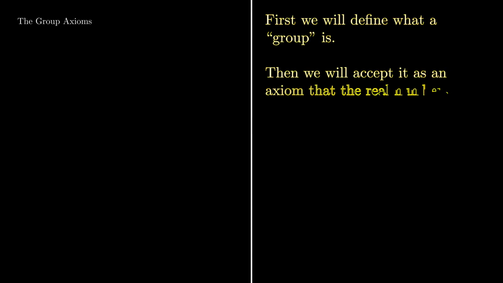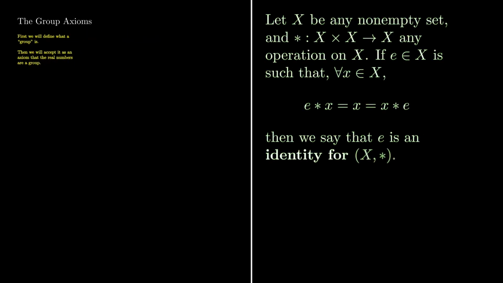So first of all, just to give you a big picture of what I am trying to do here, I'm going to tell you what a group is. But why am I going to tell you what a group is? Well, it is so that I can then state as an axiom of the real numbers that the real numbers form a group. Now, to get started with stating what an identity element is, let's consider any non-empty set.